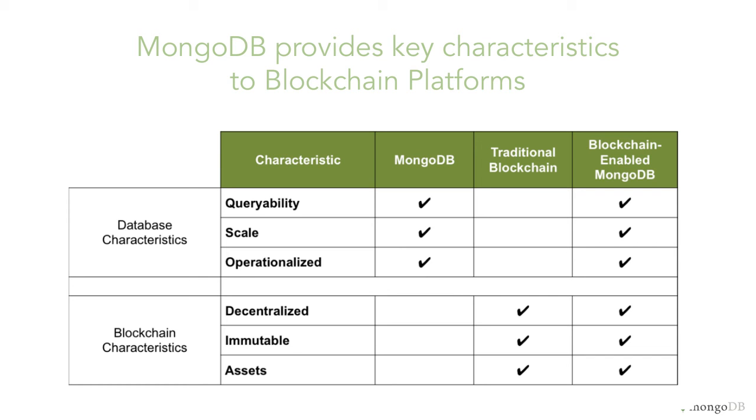Another question is around whether MongoDB is storing the metadata, so maybe the hashes, for example, of the various blockchain transactions, or the blockchain data itself. And the reality is it can be either. It can be configured in either way.